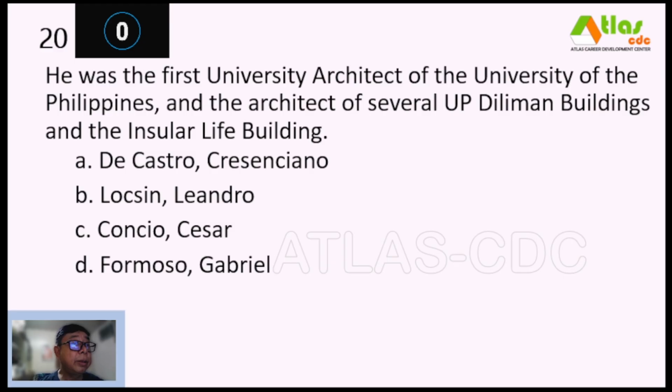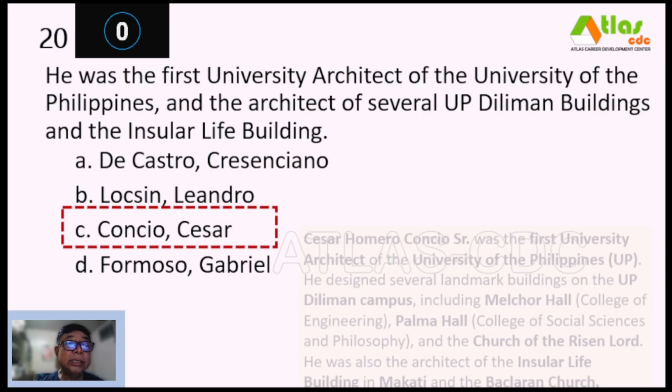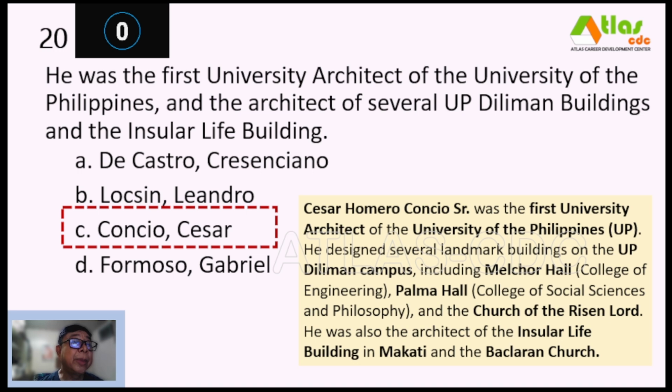And our correct answer is letter C, Concio Cesar. So Cesar Homero Concio Sr. was the first university architect of the University of the Philippines, and he designed several landmark buildings on the UP Diliman campus, including Melchor Hall, or the College of Engineering, Palma Hall, the College of Social Sciences and Philosophy, and the Church of the Risen Lord. He was also the architect of the Insular Life Building in Makati and the Baclaran Church.